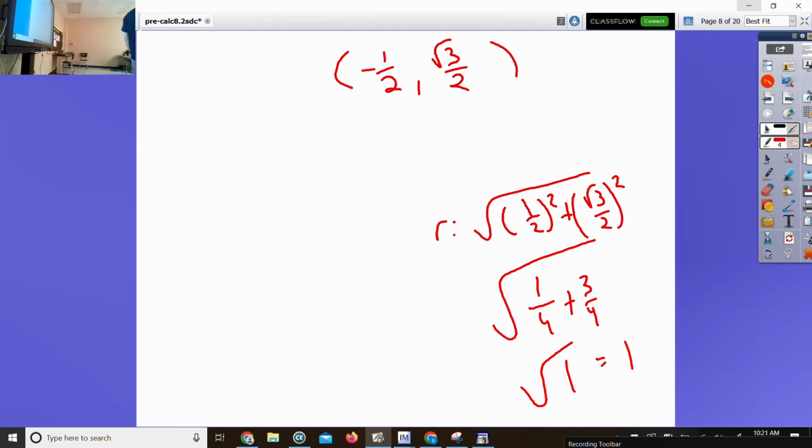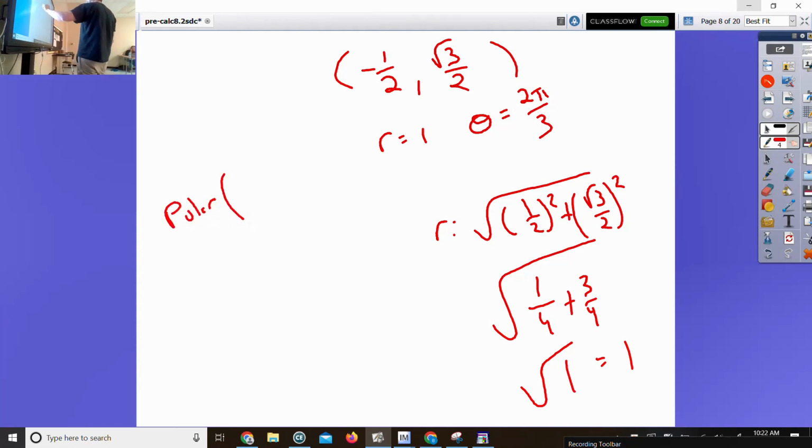That should have been known. Where did those points come from? What circle? Yes, the unit circle. On the unit circle, what is the radius? 1. So the radius is 1. And on the unit circle, what angle has those coordinates? 2π/3. Let's see, 2π/3 is 120 degrees. That's what your challenge exam would do to you. So your polar coordinate is just (1, 2π/3).